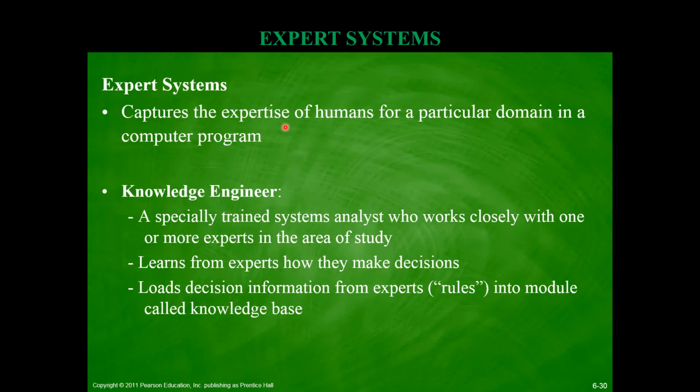Basically, what they do is capture human expertise, and then they make decisions similar to the way decisions would be made by humans. But of course, computers are a bit better at making decisions, especially structured ones, because computers don't get tired, they don't make mistakes, and they don't get driven by emotions.